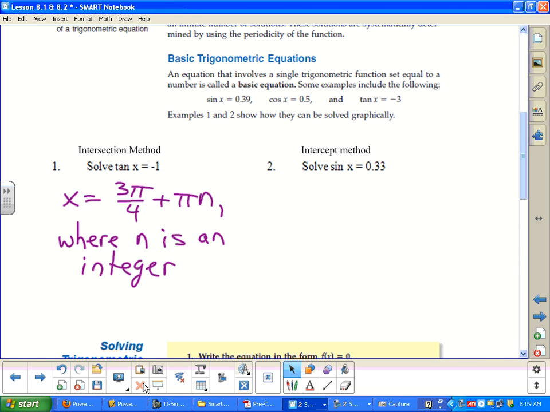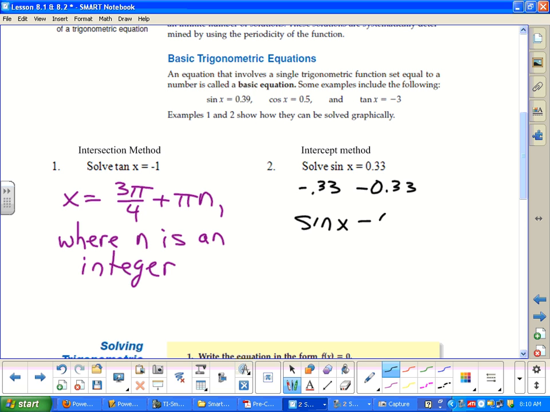Okay, all right, so that's the intersection method. There's another method called the intercept method. What's the intercept method? We want to know where it crosses, not the y-axis, but the x-axis, which means we have to have our equation equal to 0. So the first thing we've got to do is subtract 0.33 from both sides. So we get the sine of x minus 0.33 equals 0.